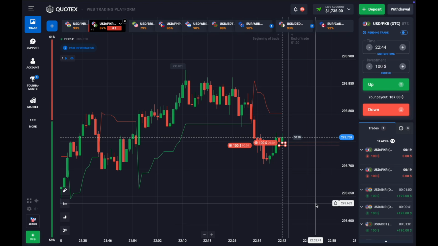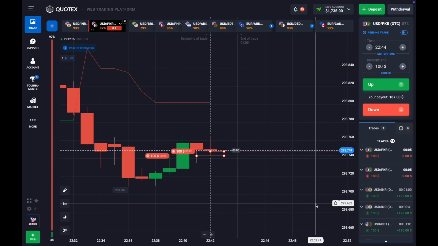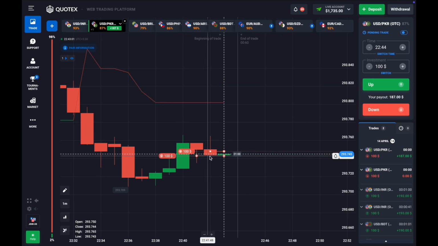So this is the advantage of super trend. You don't need to see any major or minor trend. The super trend automatically analyzes and tells you what trend it is. So it'll be easy for you to understand the trend and take trade accordingly. And let's see the result of this trade.